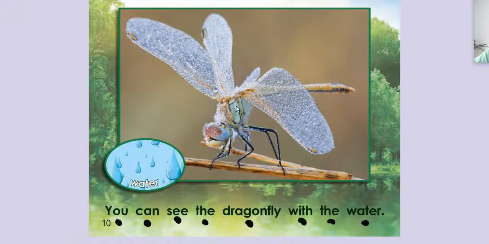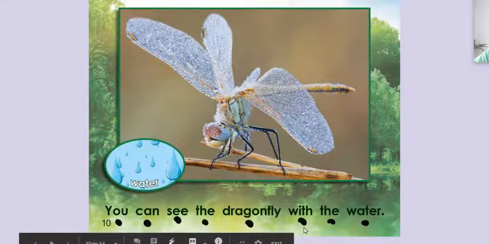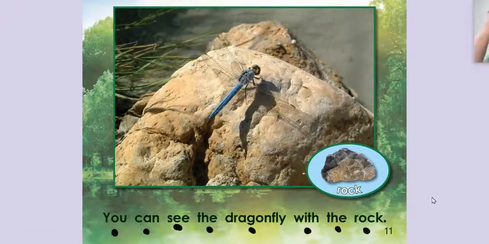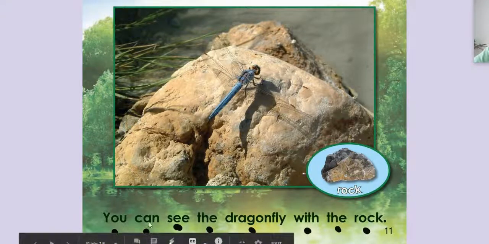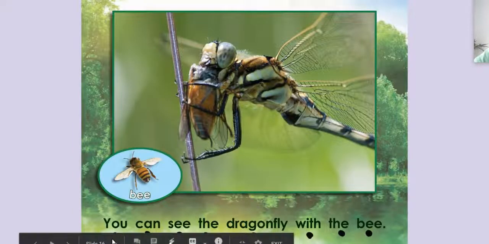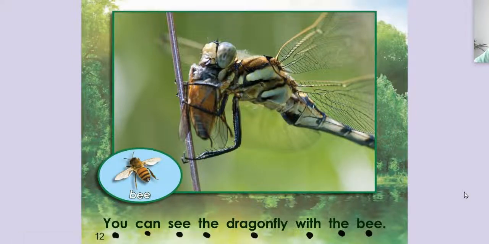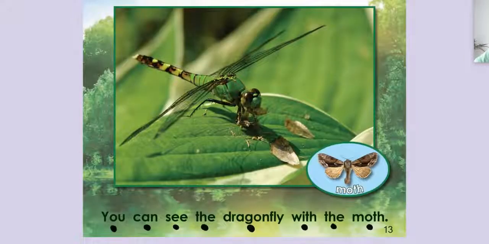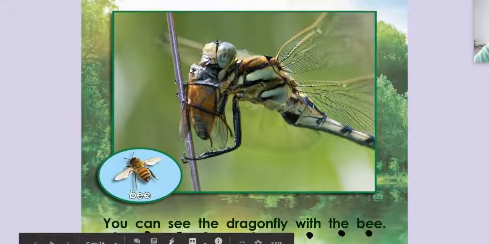Water. Wow. Look at how the water gets on the dragonfly. You can see the dragonfly with the water. And now he's on a rock. You can see the dragonfly with the rock. You can see the dragonfly with the bee. My gosh, he's eating the bee. Did not know that.